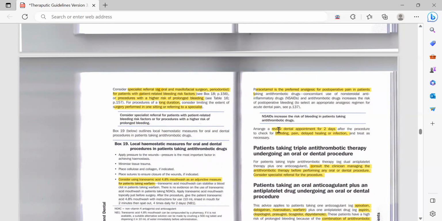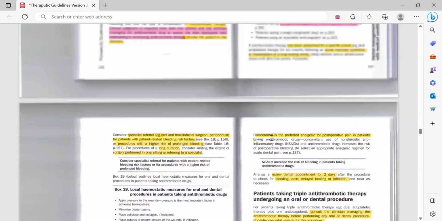And also arrange a review dental appointment for 2 days after the procedure to check. What you will check at the review appointment: you will check if there is any bleeding, if there is any pain, how the healing is going on, or if there is any infection at the site, and treat as necessary. Okay, so this is a very important topic.